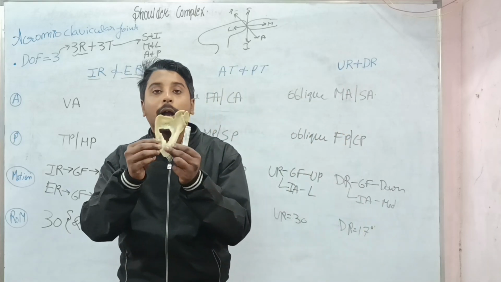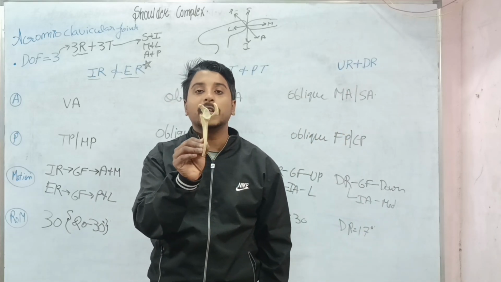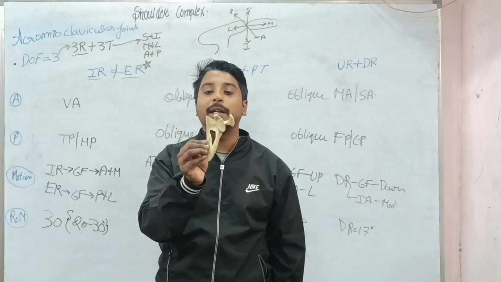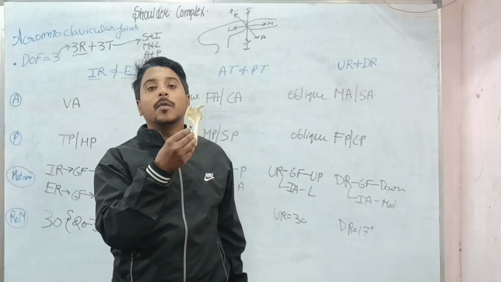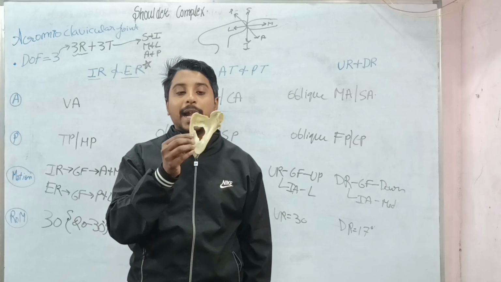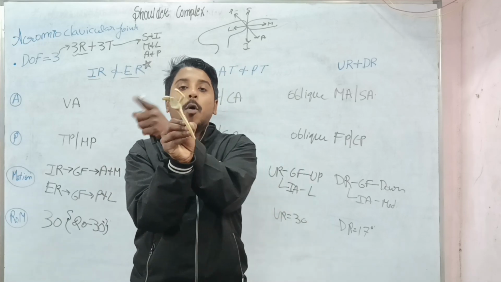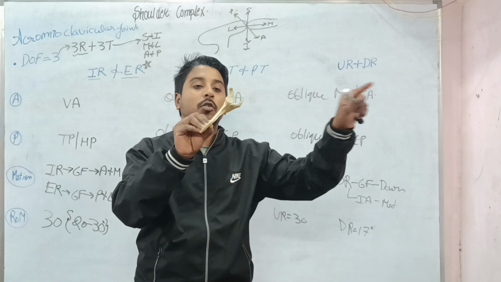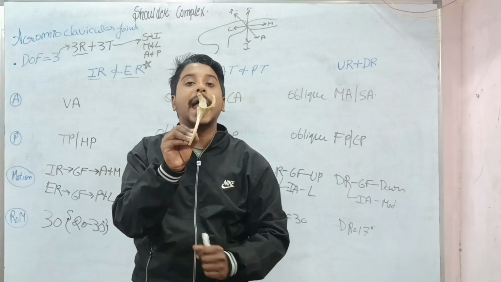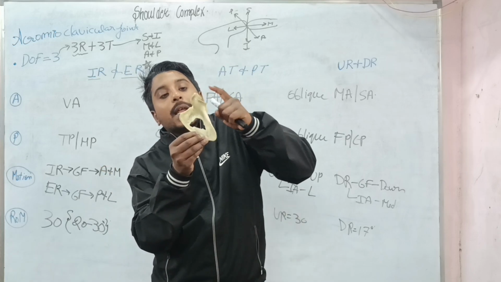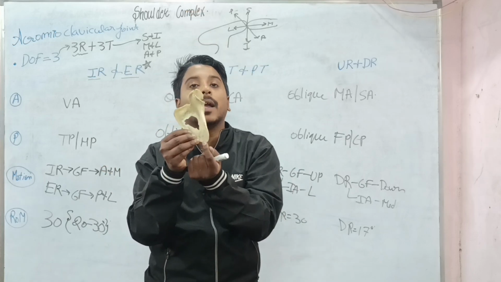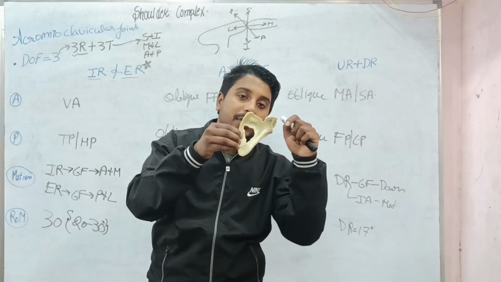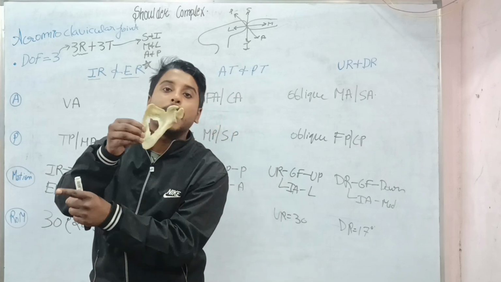Let me explain again. First is internal rotation and external rotation. In internal rotation, the glenoid fossa moves anteriorly. In external rotation, the glenoid fossa moves posteriorly. Next is anterior tipping: the acromion goes anterior, the inferior angle goes posterior. Then posterior tipping: the acromion process goes posterior, the inferior angle goes anterior. Next is upward rotation: the glenoid fossa goes upward, the inferior angle goes laterally. Downward rotation: the glenoid fossa moves downward and the inferior angle moves medially.